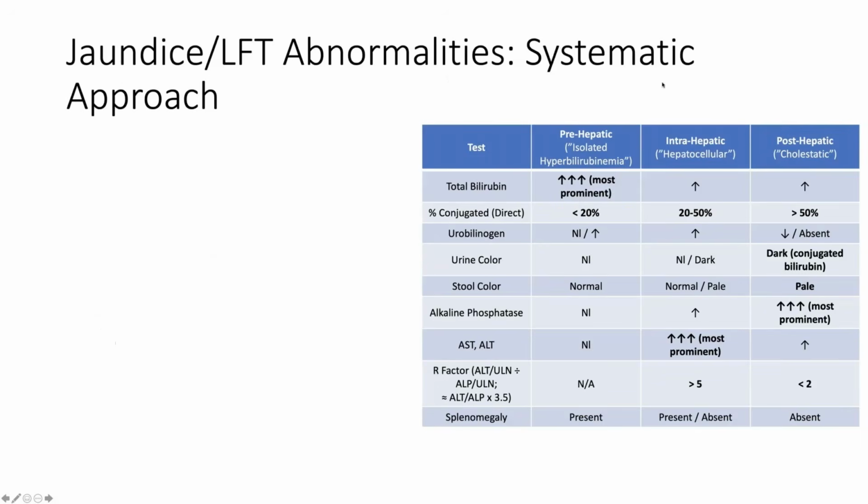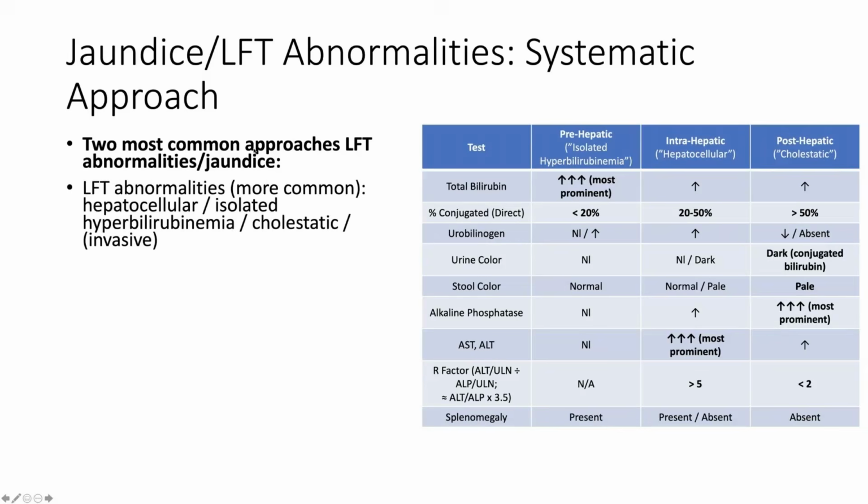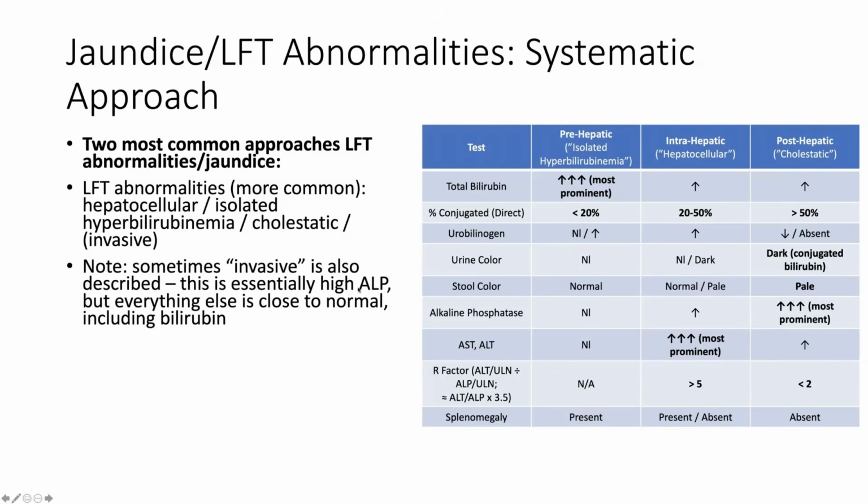All right, so our systematic approach. As a reminder, there are 2 most common approaches for LFT abnormalities and for jaundice. The most common is to look at just the pattern recognition. So you'll see hepatocellular, isolated hyperbilirubinemia, cholestatic, and then sometimes infiltrative. It's essentially high alk-phos, but everything else is close to normal, including the bilirubin. So it's sometimes included, so I describe it just so that you know, but it's not that common.